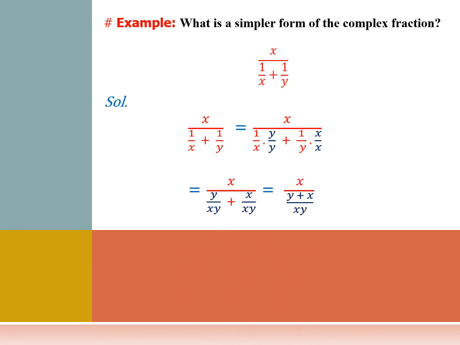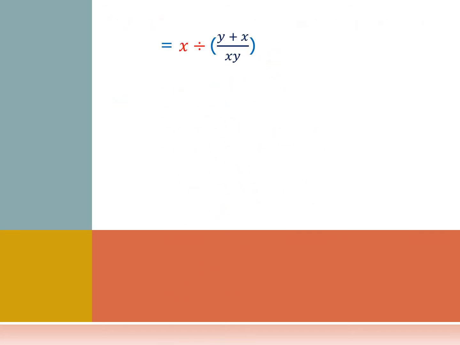So we have x over, y times 1 is equal to y, and x times y is equal to xy, plus 1 times x is equal to x, and y times x is equal to xy. So now we have a common denominator, so we can complete the addition: y plus x over xy. Now we have x divided by the fraction y plus x over xy.